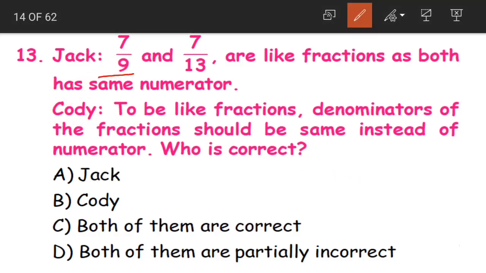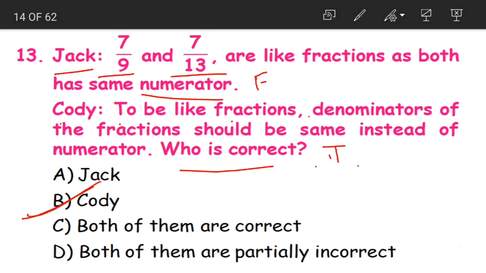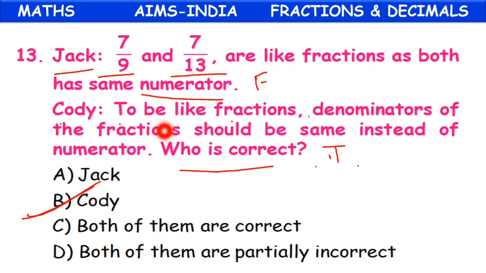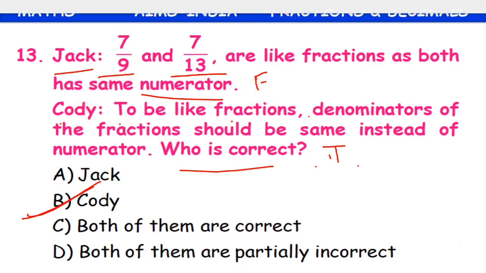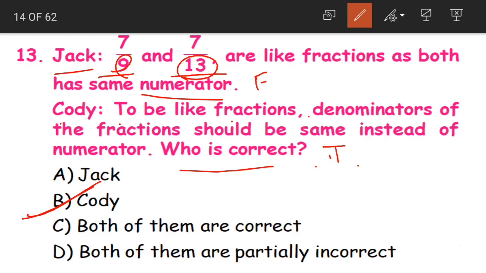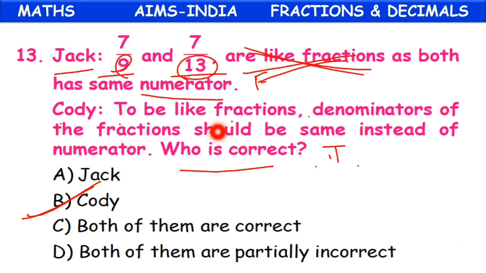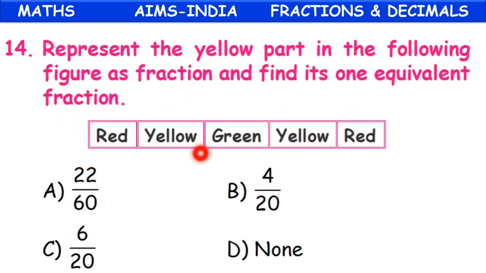Jack is saying that 7 by 9 and 7 by 13 are like fractions as both have the same numerator. And Cody says, to be like fractions, denominators of the fractions should be the same instead of the numerator. Now who is correct? Jack is wrong. Cody is correct. Option B, Cody is correct. Why? Because to be like fractions, the denominator should be the same. Here the denominators are different, so they are not like fractions. Cody is correct and Jack is incorrect.